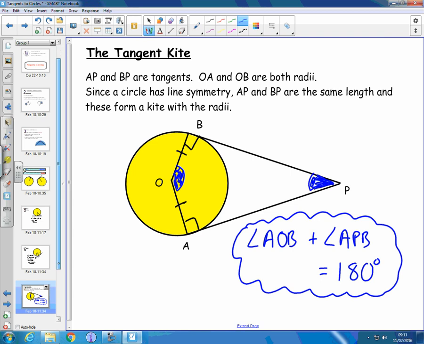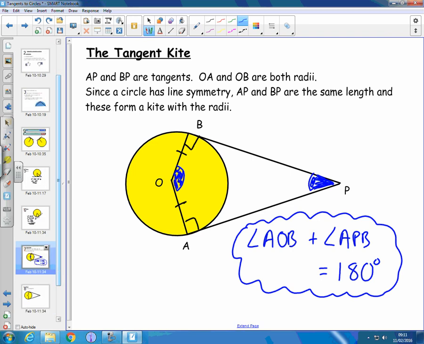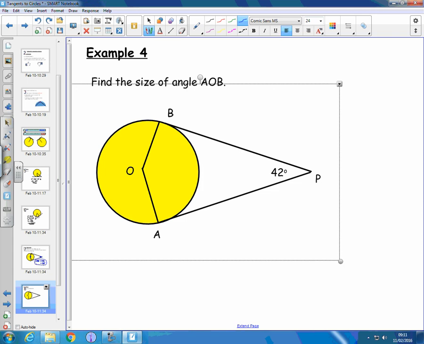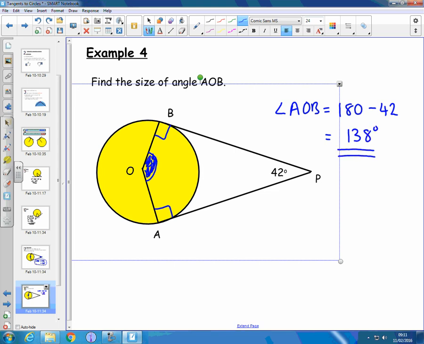So on to the last kind of learning slide today. We're going to find the size of angle AOB. So angle AOB, this one in here. So I'm going to just use that property that we know that OAP and OBP are right angles. So all I'm going to do to find angle AOB, I'm just going to do 180, take away 42, and that is going to give me 138 degrees. So angle AOB is just 138 degrees.